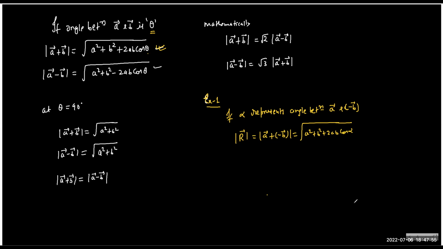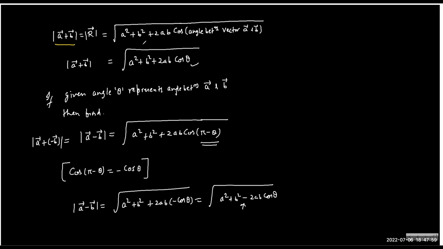So in the derivation, I have clearly written that this formula says a square plus b square plus 2ab cos of the angle between vectors a and b. So we have this relation. When you write something as plus, then we need the angle between these two vectors, A and the other one, which can be plus B or minus B.